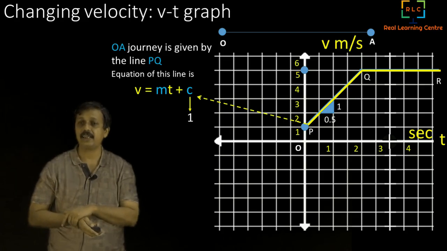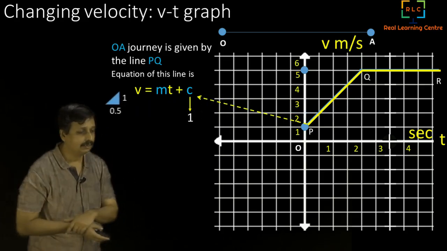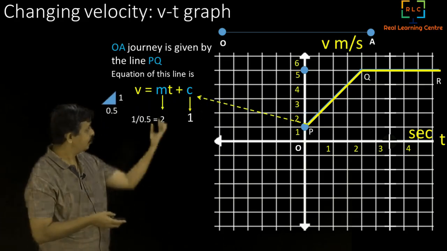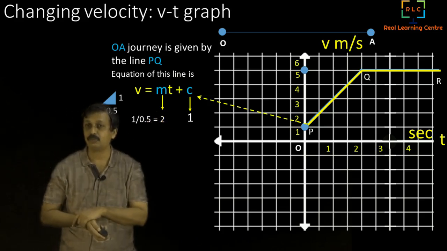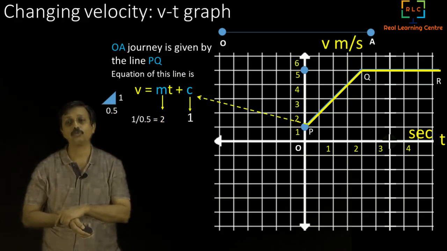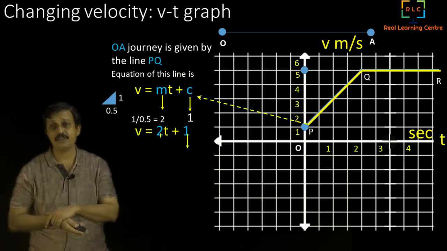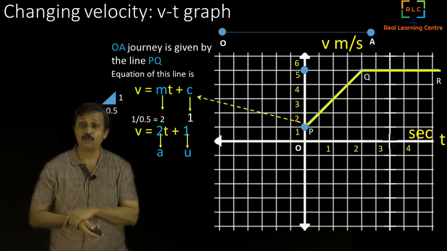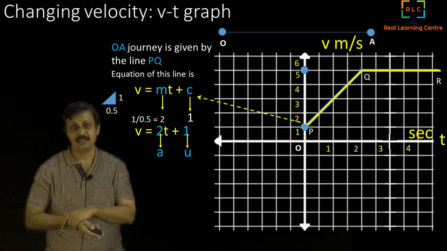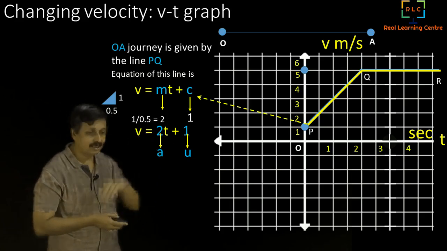And what about m? Okay. Let's take a triangle there again and move the triangle here and see what it is. Vertically it is 1 and horizontally it is 0.5. So it is 1 by 0.5, which is 2. So that is m. Now we have an equation which is V = 2t + 1. Okay. So let's see what this 2 is and what this 1 is.